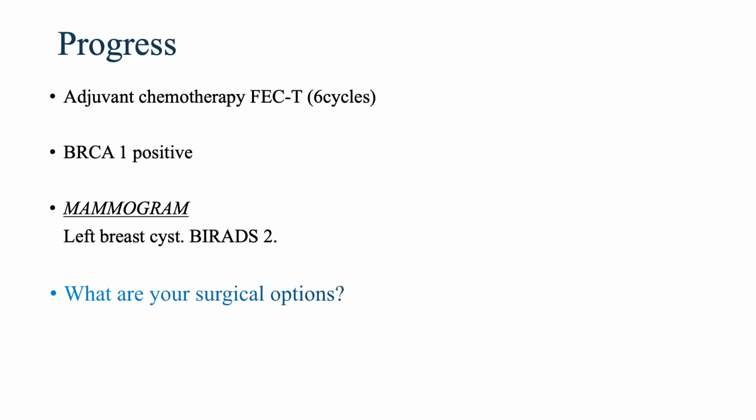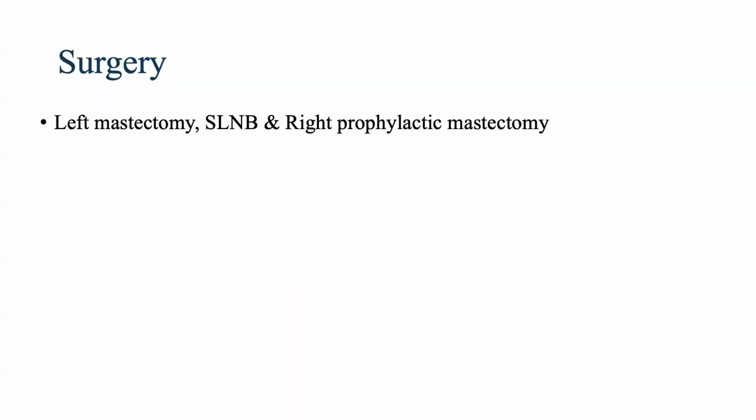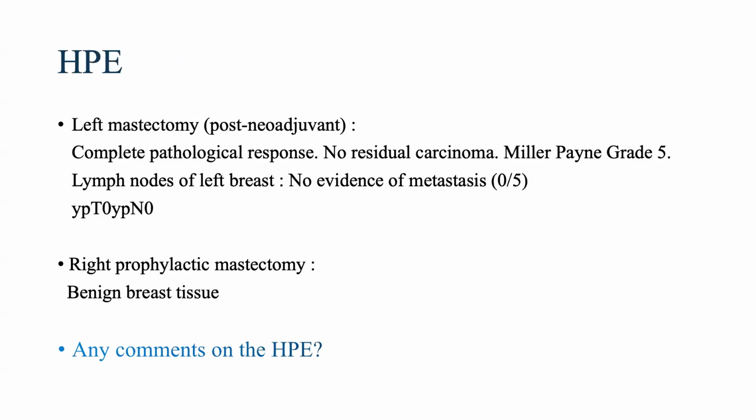The Rana one was leading. Then she completed, but unfortunately she doesn't want any reconstruction, so we went for mastectomy with SLNB and prophylactic mastectomy of the opposite side. Next. So the HP came back as complete pathological response, no residual cancer. Lymph nodes were 0. So the right breast was just benign breast tissue.